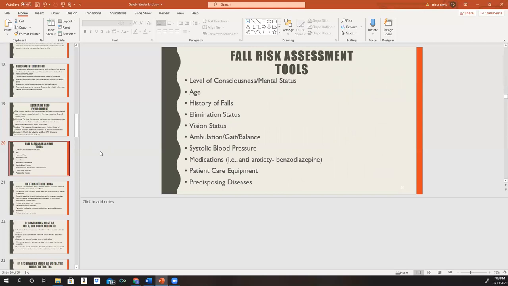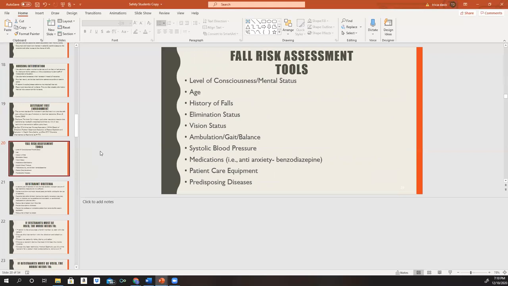What's their systolic blood pressure? What type of medicines are they taking? How many medications are they on that could contribute to a fall? Is there any patient care equipment that they have on? So do they have oxygen and a catheter and IV tubing and a chest tube?